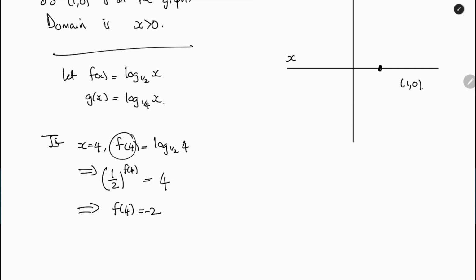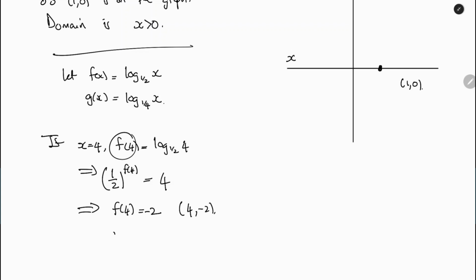If you take a half to the power of minus 2, that's going to be 1 over a half squared. So that's going to be 1 over 1 over 4, and that's going to equal 4 as we needed. So then we have the point 4 and minus 2.